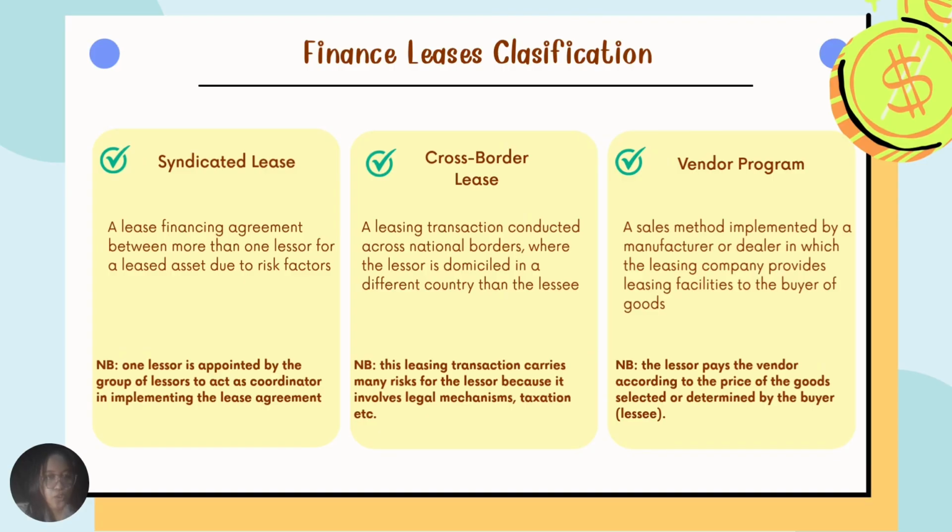The fifth is cross-border lease, a leasing transaction conducted across national borders where the lessor is domiciled in a different country than the lessee. So cross-border is like you are from Indonesia, but the lessor is from Malaysia, for example. And then the last is vendor program, which is a sales method implemented by a manufacturer or dealer in which the leasing company provides leasing facility to the buyer of goods. You need to take note that the lessor pays the vendor according to the price of the goods selected or determined by the buyer or lessee.